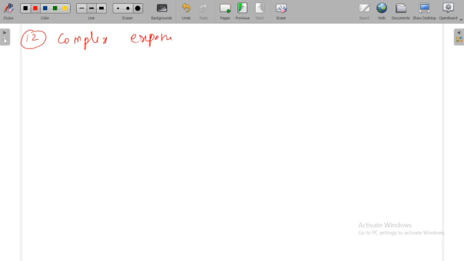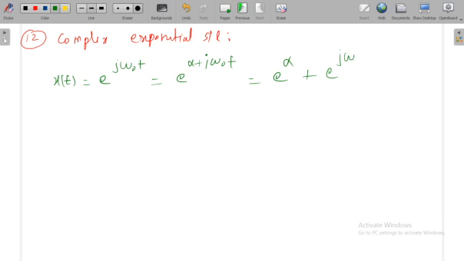Complex exponential signal. Okay, so it is denoted as x of t is equal to e power j omega naught t. And again, complex in the sense, you can take it in some other format also, like this also you can take, no problem. Because we are not telling imaginary, it's like a complex. So you can take alpha plus j omega naught t also. Then how can you write, e power alpha into e power j omega naught t.